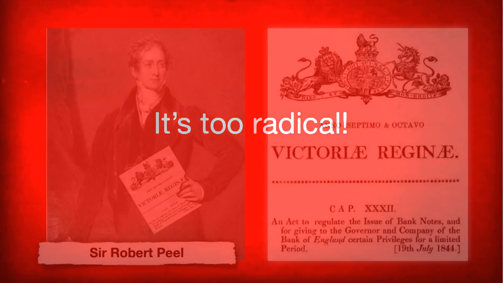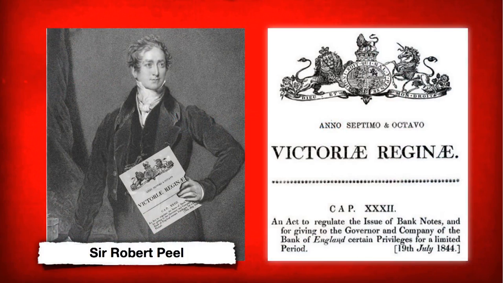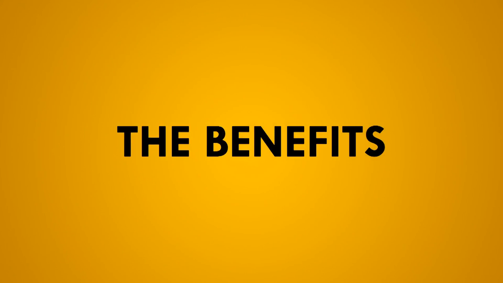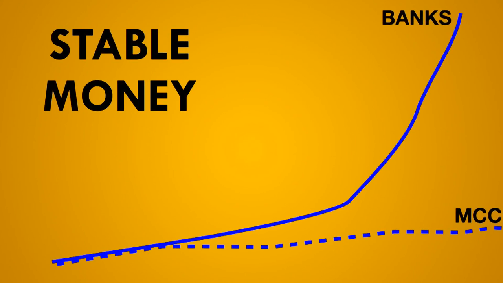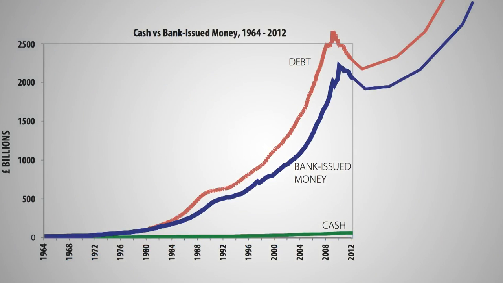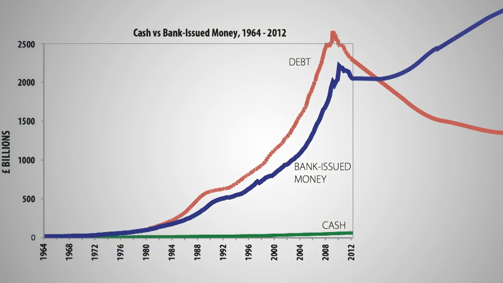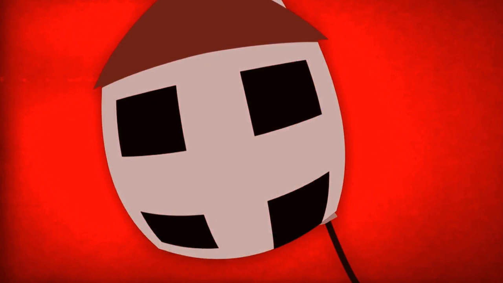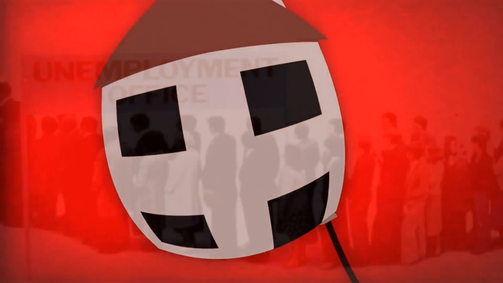You also hear it's too radical, which is quite bizarre, given that we're just proposing that this law from the 1840s is updated. I can't imagine the conservatives of the 1840s were really considered to be radicals. So, the benefits of reforming: we get stable money, we get this instead of this, we get debt falling like this. Instead of house price bubbles, we'll have house prices that will stay flat until earnings have actually caught up and they become affordable again.